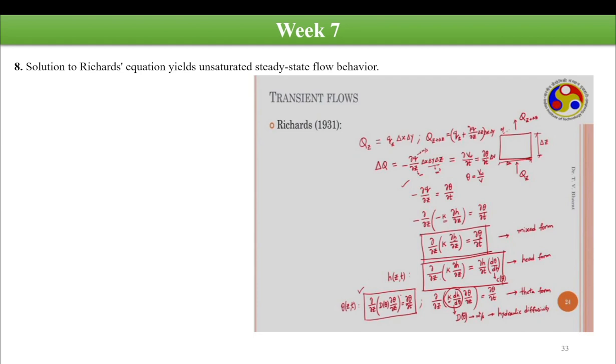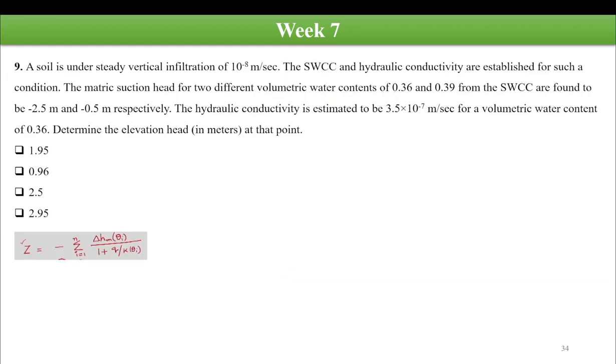Now we come to the eighth question, that is the solution to the Richards equation yields unsaturated steady state flow behavior. In the Richards equation solution, we'll see that at the end we obtain the expression for the transient flow, not the steady state flow. Transient is time dependent, so we obtain the expression for the time dependent flow. Therefore, the solution of Richards equation is not steady state flow, right?